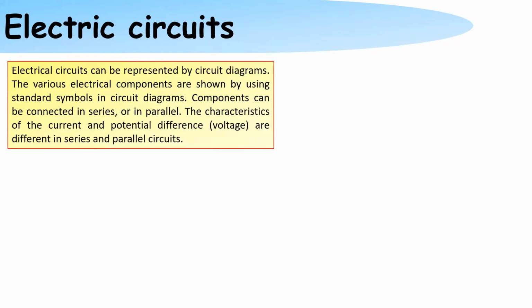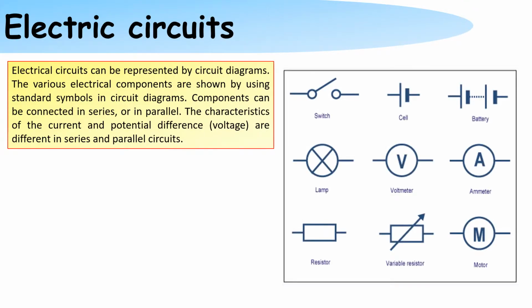With electric circuits, you need to know and recognise a number of different symbols. Electric circuits can be represented by circuit diagrams. The various electrical components are shown by using standard symbols in the circuit diagram. Components can be connected together in series or in parallel. The characteristics of the current and potential difference, which is the voltage, are different in series and parallel circuits.